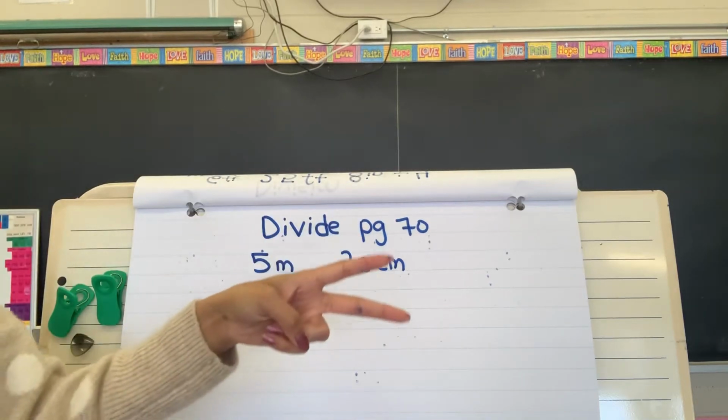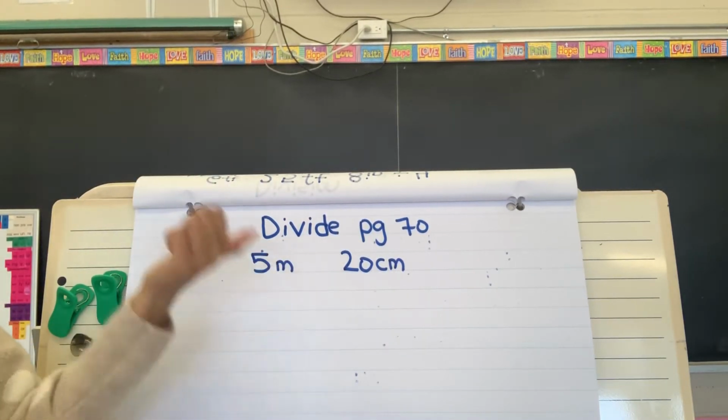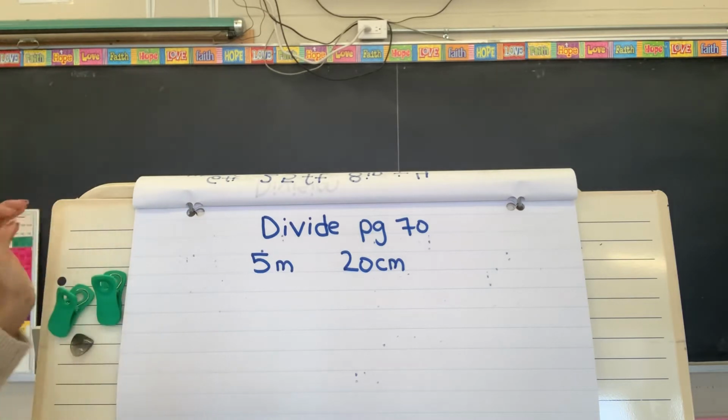So grade 4, this is the second part of the lesson. First we learned how to multiply compound units. Now we are going to find out how we divide compound units.